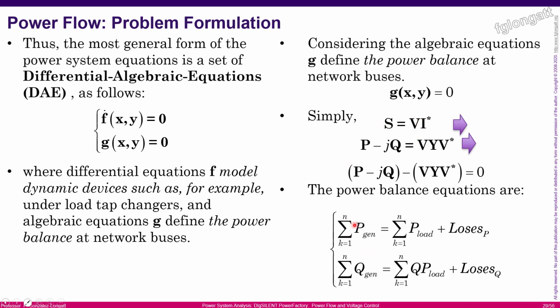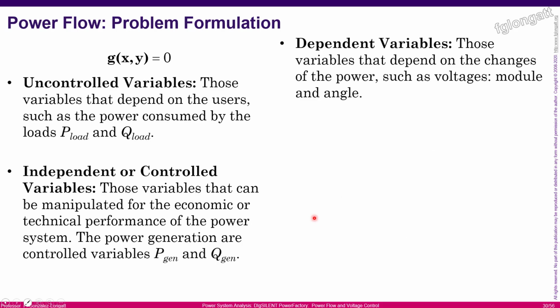All the generated power must be equal to the consumption plus the losses. If you look at the equation here that I put below, what you can see is the set of 2n equations that represent the active power and the reactive power balance, okay? Coming back to my general explanation, G represents the set of nonlinear equations. Those nonlinear equations are based on the power balance equations.